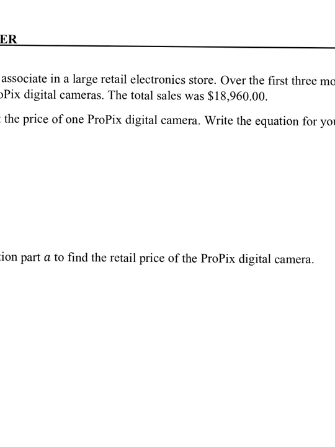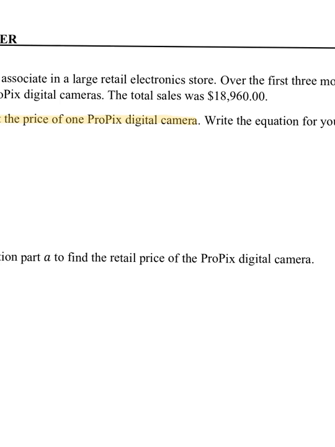Alright, so last problem for this section. You are a sales associate in a large retail electronics store. Over the first 3 months of the year, you sold 12, I'm assuming that many the first month, 15 the second month, and 21 Propix digital cameras in the third month. The total sales from those cameras was $18,960. So the first part, let P represent the price of one Propix digital camera. Write the equation for total sales over the 3 months.